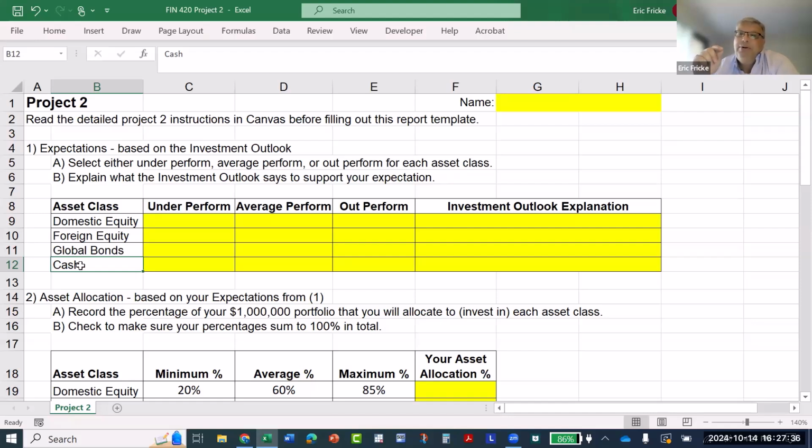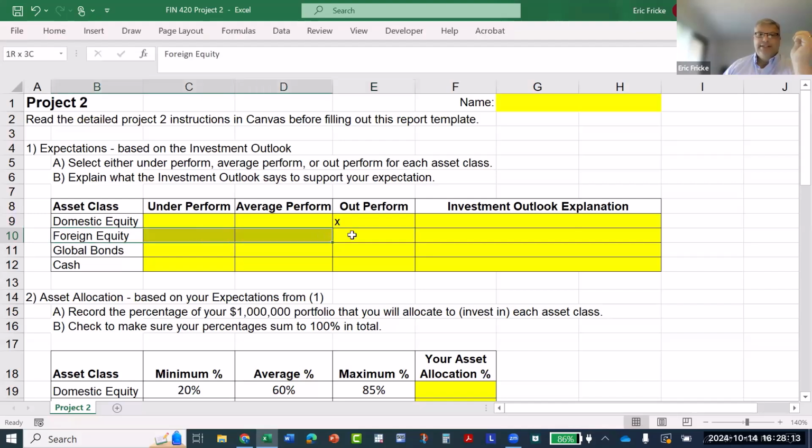Okay, so the report isn't going to tell you cash per se, but we're going to have to look at short-term government securities. Okay, that's cash. So we'll take a look at that later. And then the first step here is for each of these categories, I want you to choose one of the following. Does the report from BlackRock say domestic equity is underperforming, average performance, or outperformance? And so you're just going to put a mark in the one that the report does.